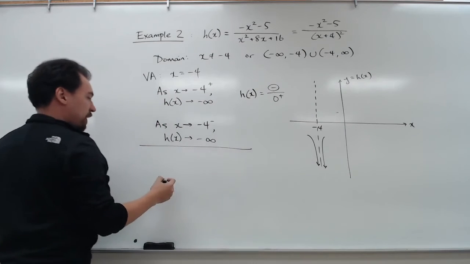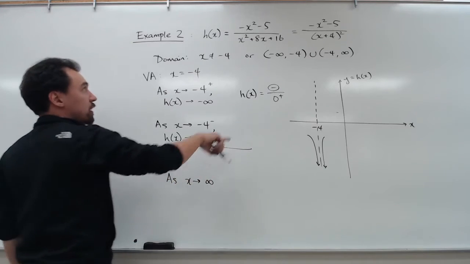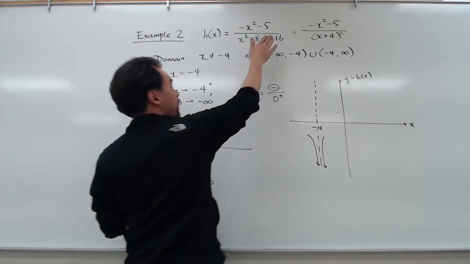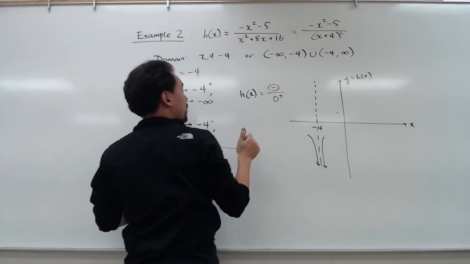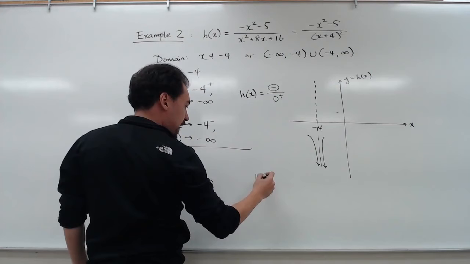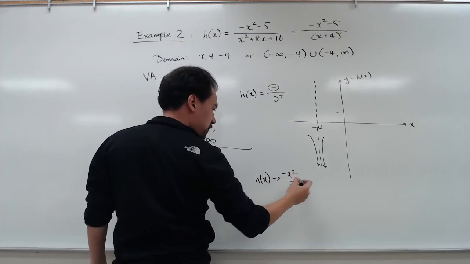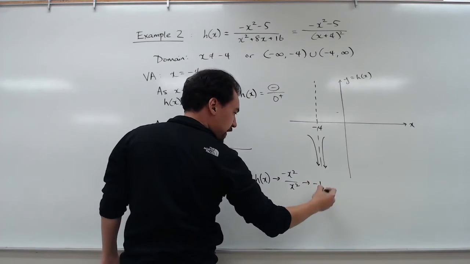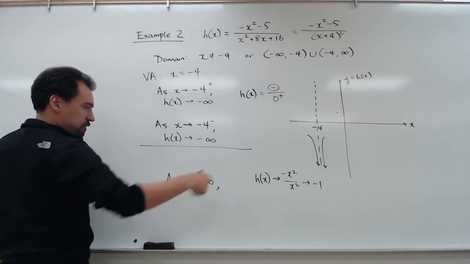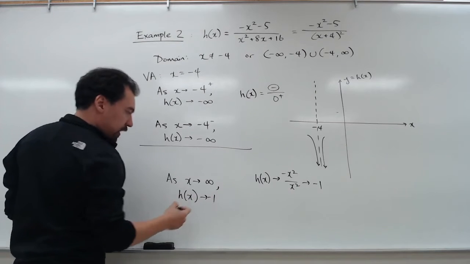Then, for the end behavior, we can say as x approaches positive infinity. Well, when we approach a very big number, we ignore everything except the biggest powers of x. So we're looking at negative x squared on the top and then positive x squared on the bottom. We can argue that h of x is going to basically become negative x squared over positive x squared, which will simplify and basically become negative 1. So we would say, as x goes to very big numbers, h of x approaches the number -1.